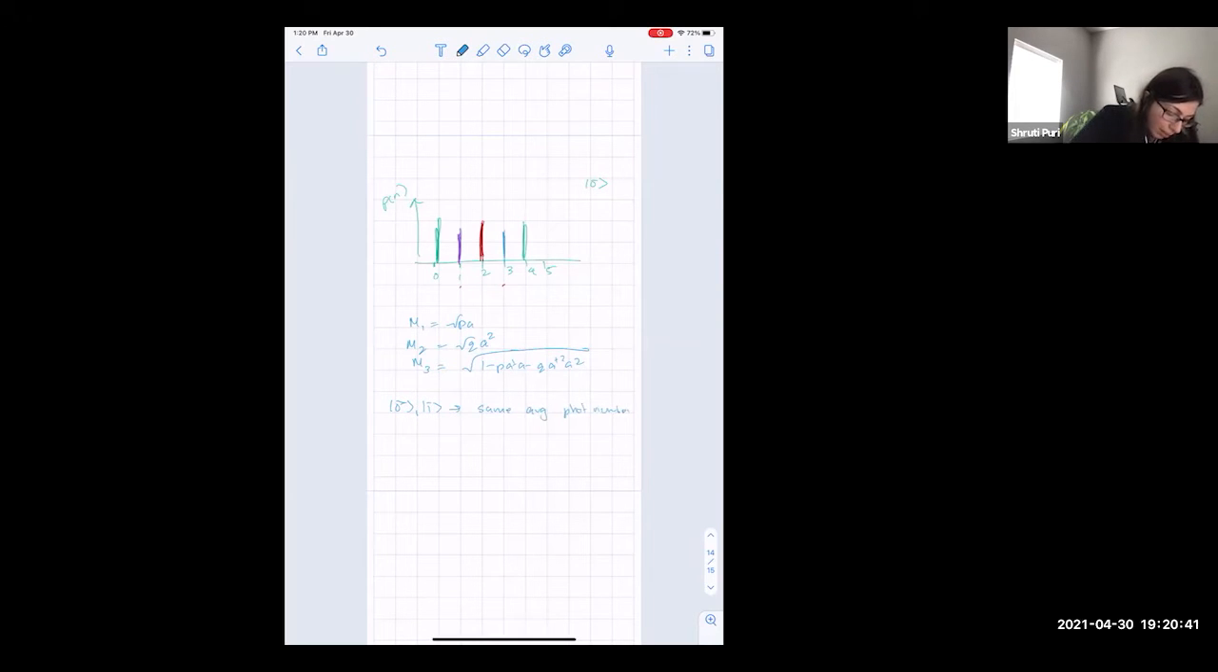And the support of 0 and 1 on the Fock basis is greater than plus or minus 2, basically. So if 0 has a support on Fock state n, then 1 cannot have a support on n or n plus minus 2, basically. That's it. Again, you can generalize it.